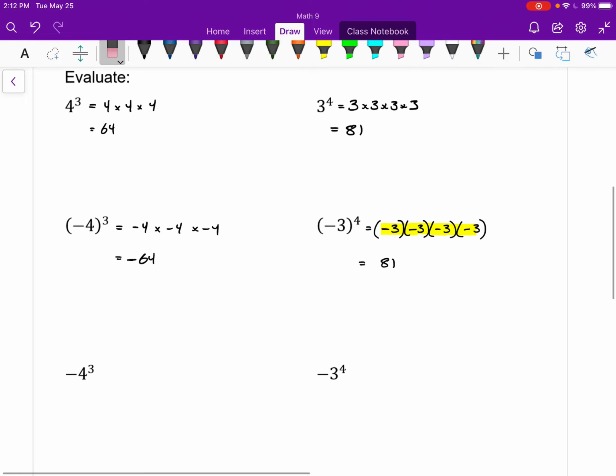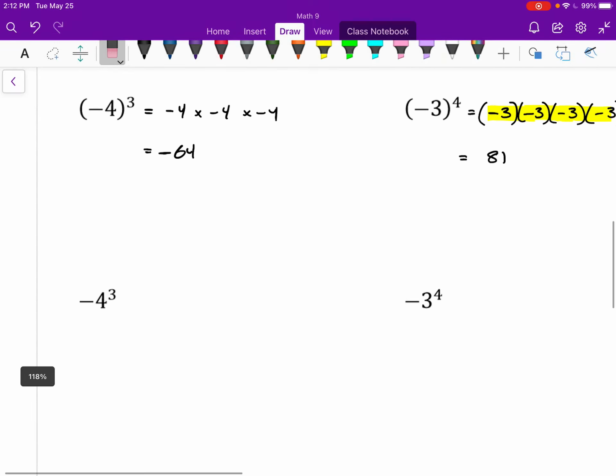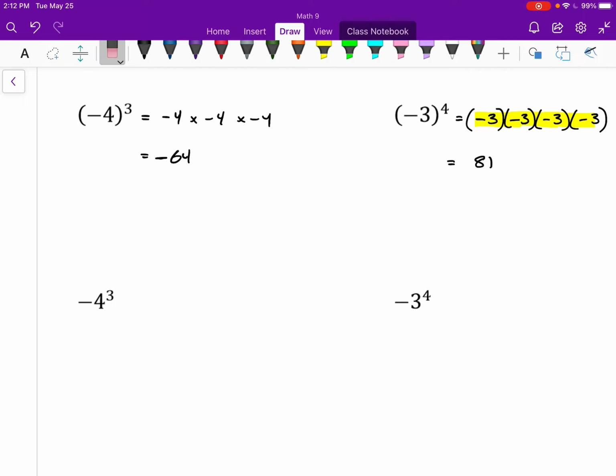So what about these last pairs? This last pair here, where there's no brackets. Does this make a difference? Yes, these mean something yet again different. If there's no brackets around the negative 4, then this means 4 times 4 times 4 with a negative in the front. This does not mean negative 4 times negative 4 times negative 4, and I know that because there's no brackets. So what this here means is 4 times 4 times 4, but with a negative in the front. Whether or not those are brackets there changes the meaning of where that negative is.